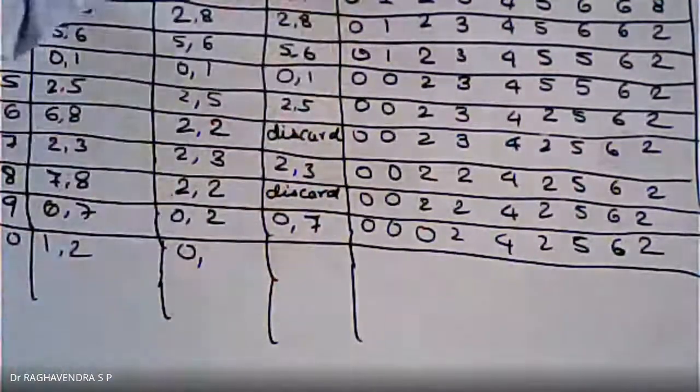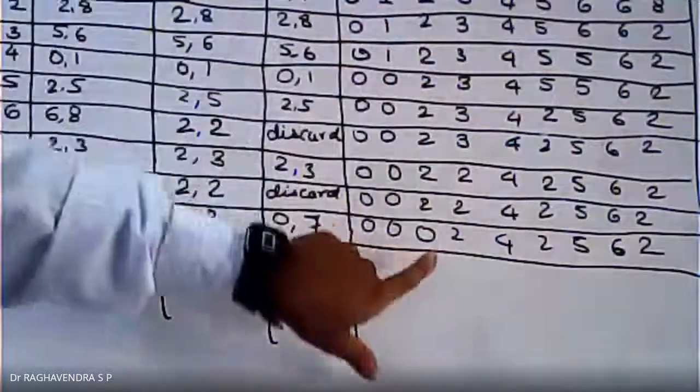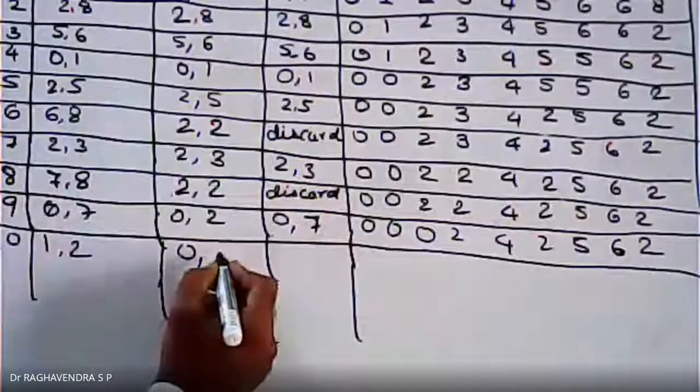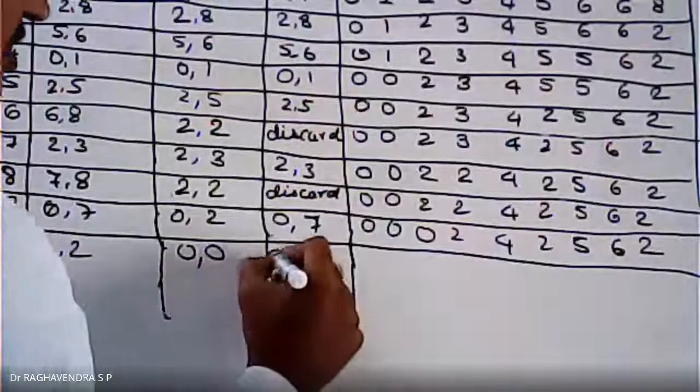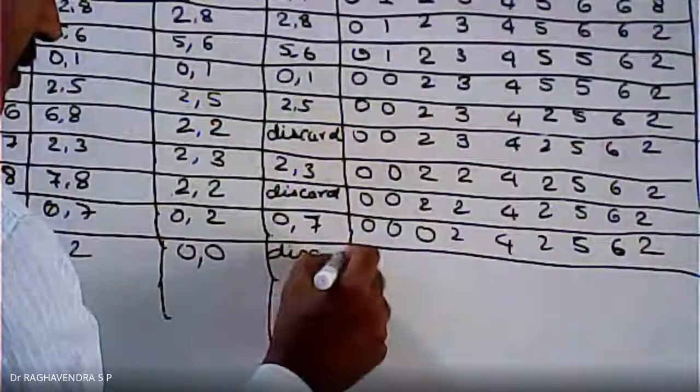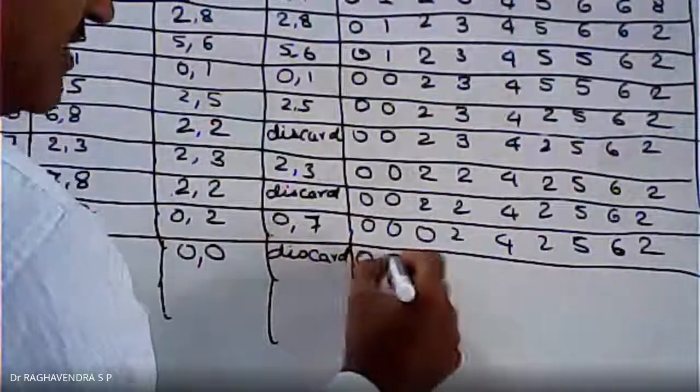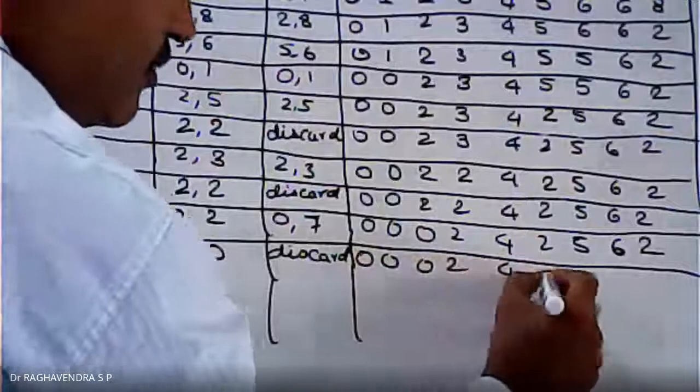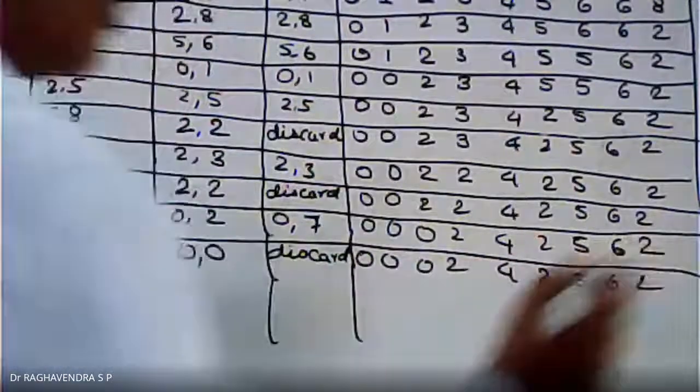What is the root of 2? 0. 0. So i and j become the same, so discard. The remaining values stay as they are: 0, 0, 0, 2, 4, 2, 5, 6.